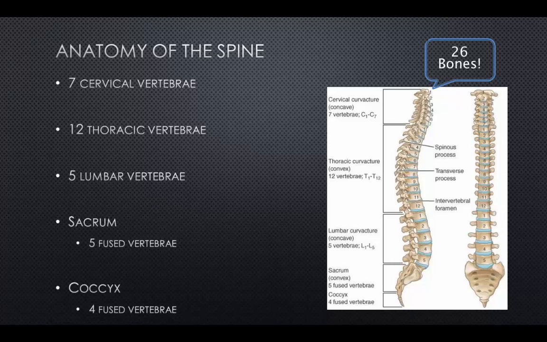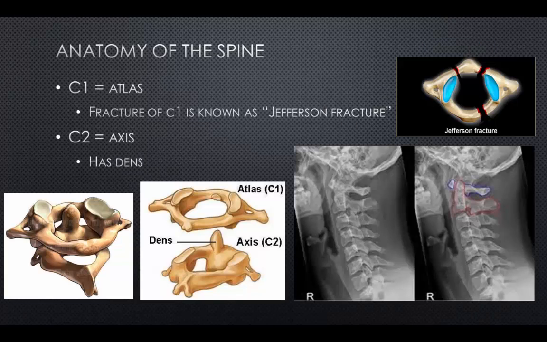The sacrum is comprised of 5 fused vertebrae, and the coccyx contains 4 fused vertebrae. The first 2 vertebrae are a little different than the others. C1 is known as the atlas. C2 is known as the axis and has the dens, or a small projection, which goes up inside of the body of the C1. A fracture of C1 is known as a Jefferson fracture.